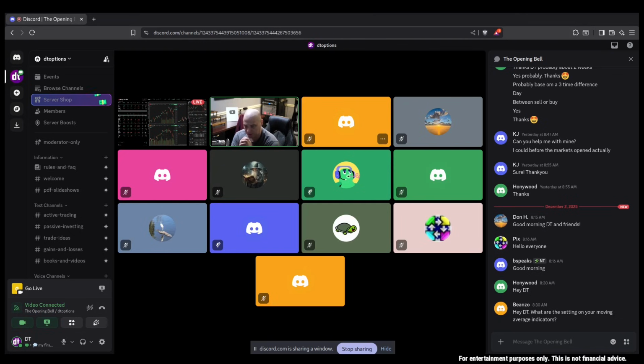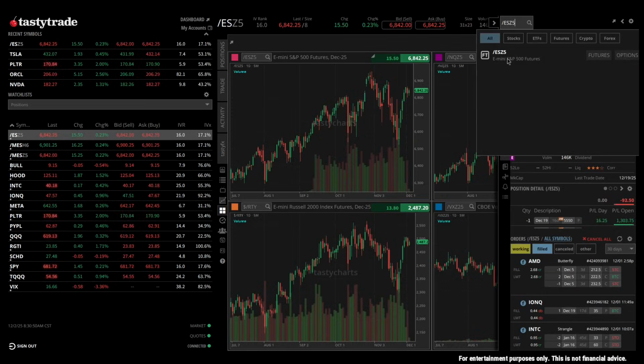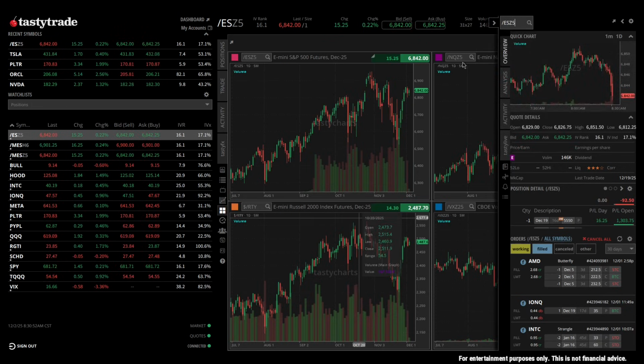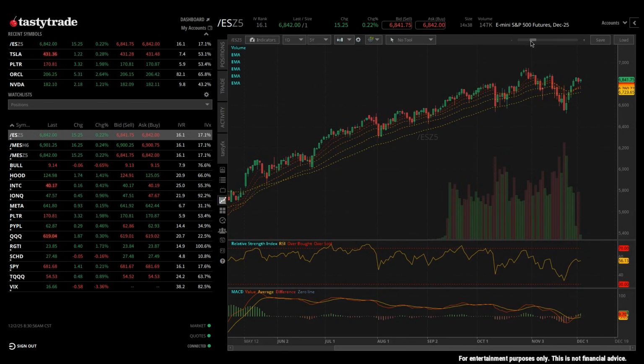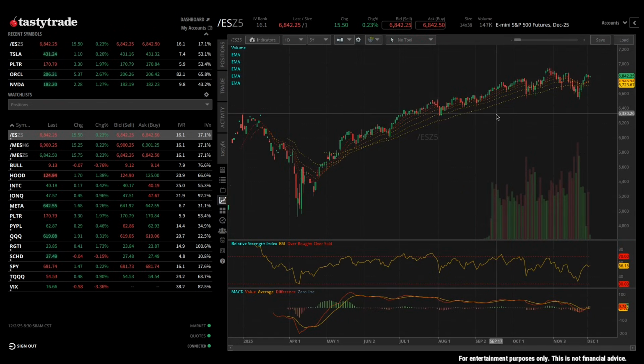Hey DT, what are your settings on your moving average indicators? I'm not sure. Let's take a look at them. I don't actually pay too much attention to these. They're just here because people expect technical analysis to be on the charts. I don't have much faith in technical analysis at all. I think it's all bullshit. It's all myths. This is basically a way to scam people as far as fake trading gurus on YouTube.